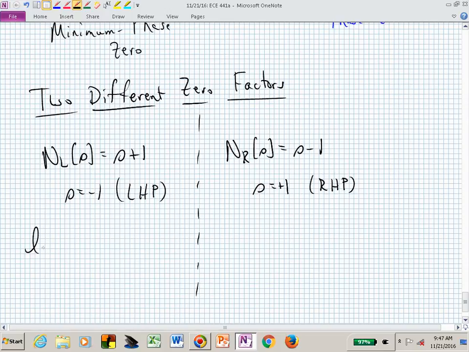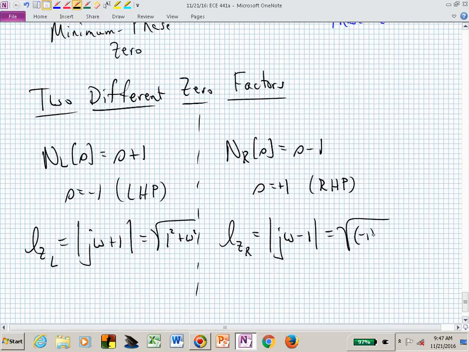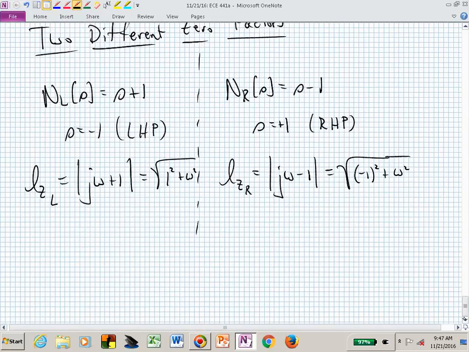But if I wanted to know what is the length of this factor, now what's the length of j omega plus 1? That's now simply the real part plus the imaginary part, or the square root of 1 squared plus omega squared. What's the length of our factor in the right half plane? That's the magnitude of j omega minus 1. Lengths are the same.